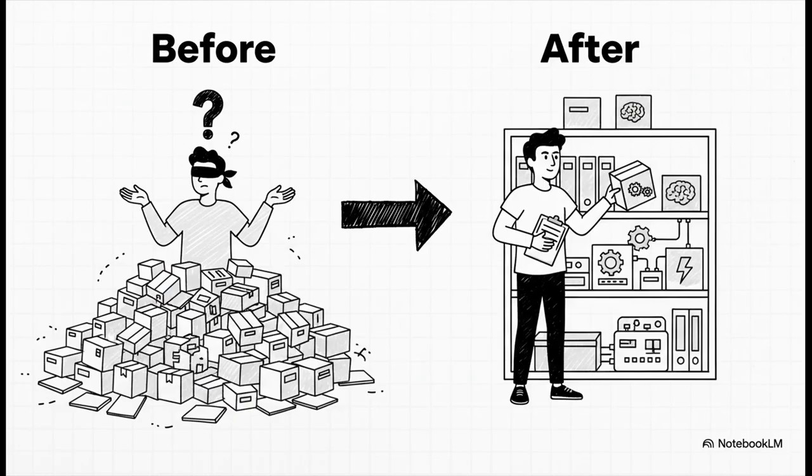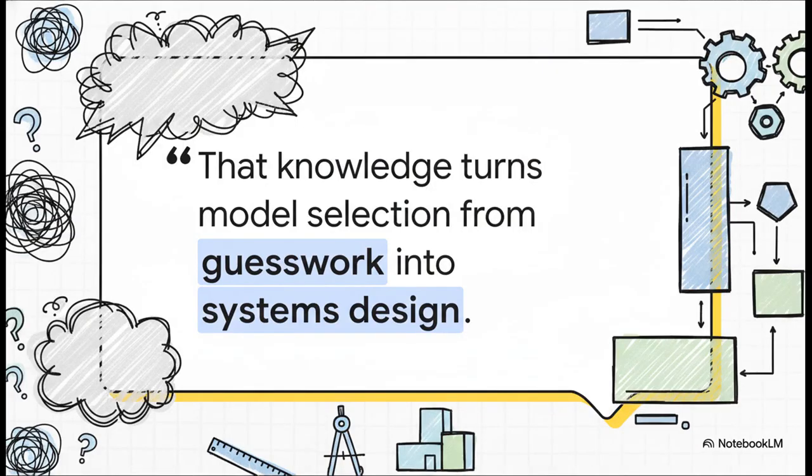So think about what's just happened here. You're not just downloading random files anymore and praying they work. By understanding what these names mean, you're now making actual, informed engineering decisions. You're in control. I really love this quote because it just nails it. This knowledge turns model selection from pure guesswork into systems design. It's a huge shift. You're no longer just a user, you're the architect of your own personal AI system, picking the right tools for the job.